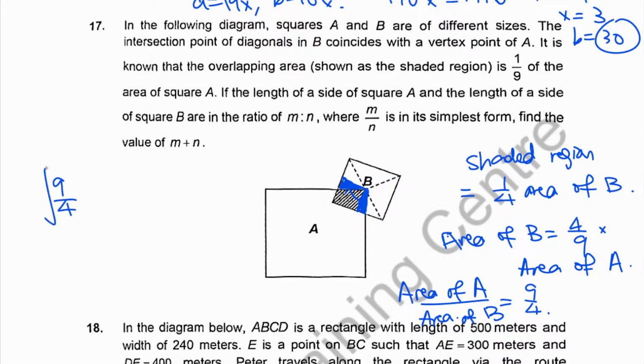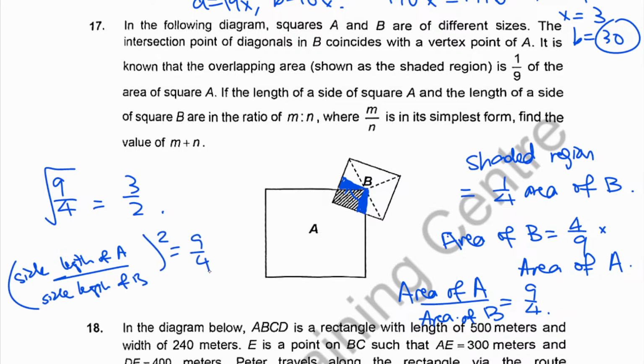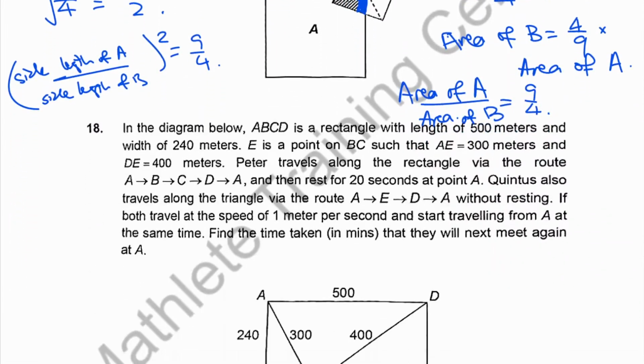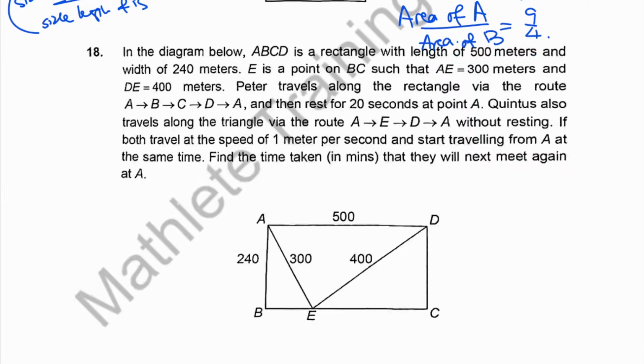The value m over n is the square root of 9/4, which is 3/2, right? Because the area is side length squared, right? So the side length of A over the side length of B, squared, is 9/4. So m over n is 3/2, so m plus n is equal to 5. So that's question 17. Okay, question 18.